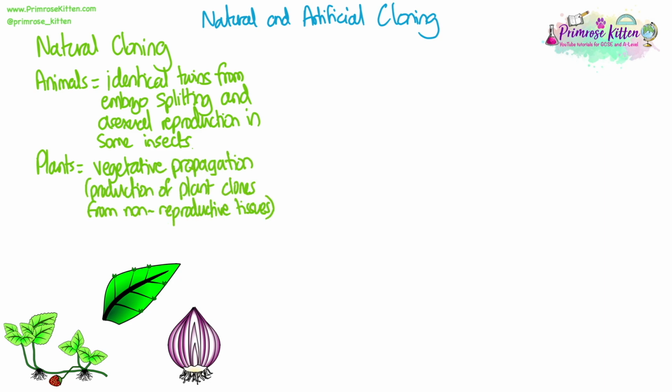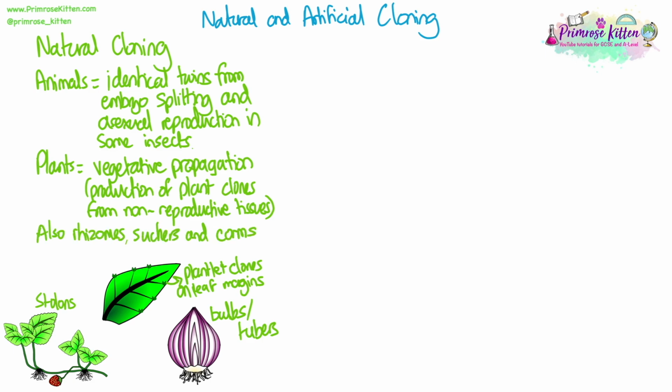In plants, natural cloning is known as vegetative propagation. It's the production of plant clones from non-reproductive tissues. There are a couple of methods. Plants can use stolons, sometimes also called runners, like strawberries. They can use bulbs, like onions, or tubers, such as potatoes. Some can also clone from their leaf. So these are little plantlet clones on the leaf margins that will fall off, root, and become new plants. There are some other methods, such as rhizomes, suckers, and corms.